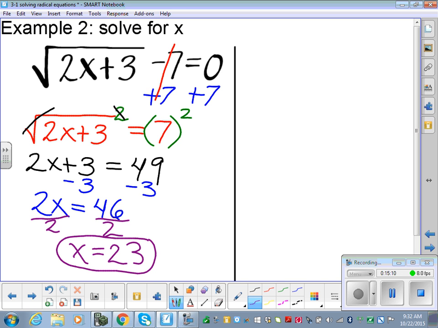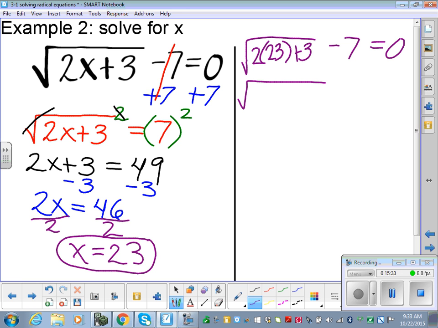Now we'll quickly check it, make sure it's not extraneous. We've manipulated this, changed it up a little bit. We've done it correctly, but we've got to check it. So we have the square root of 2 times 23 plus 3 minus 7 better be equal to 0. I plugged it back into the original. So 2 times 23 is 46. So we have 46 plus 3 minus 7 is equal to 0.